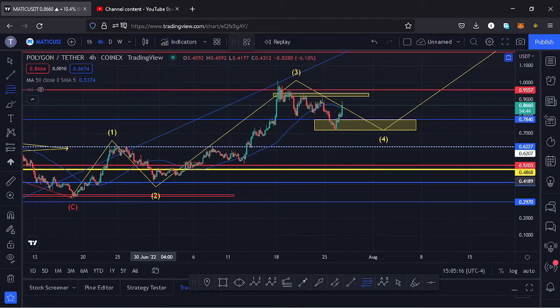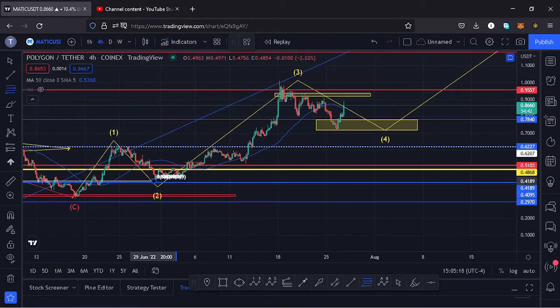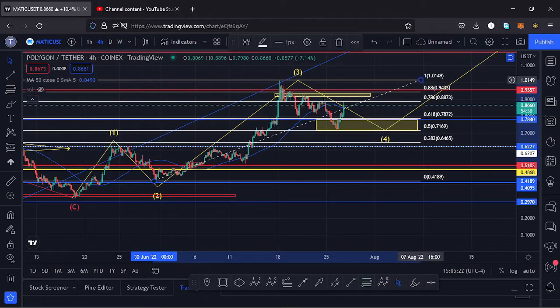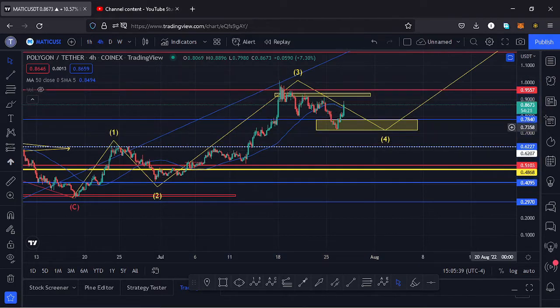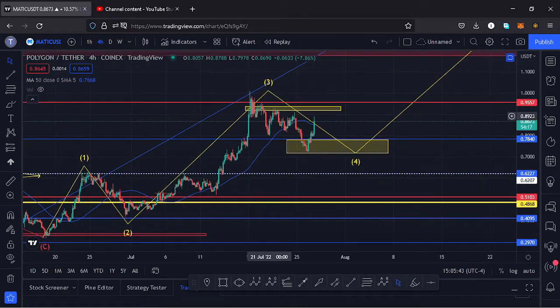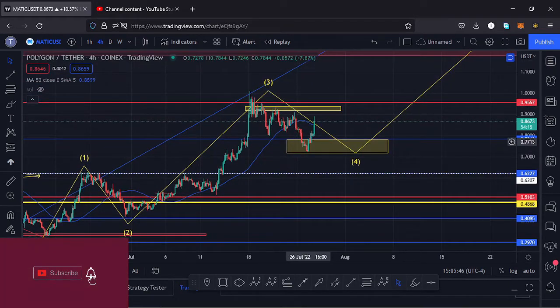So if I use the Fibonacci's connecting this low down here to the high of the wave 3, that should give us a minimum target area for that wave 4, which is between the Fib level 0.618 and the Fib level 0.5, which is down here, and that is between the $0.78 mark and the $0.71 mark. And the price of Polygon Matic has done that, has respected that. You can see today we maximized that target area.